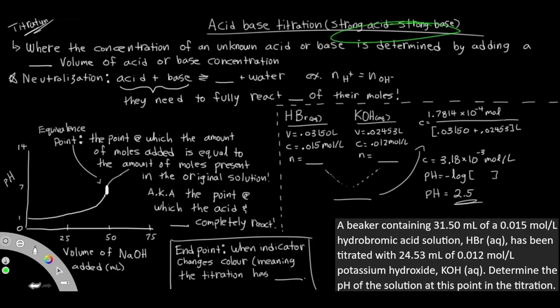Acid-base titration, we're looking specifically at a strong acid and a strong base. A titration is where there's a concentration of an unknown acid or an unknown base that we don't know about, but we can determine it by actually adding a known volume of a specific acid or base concentration.